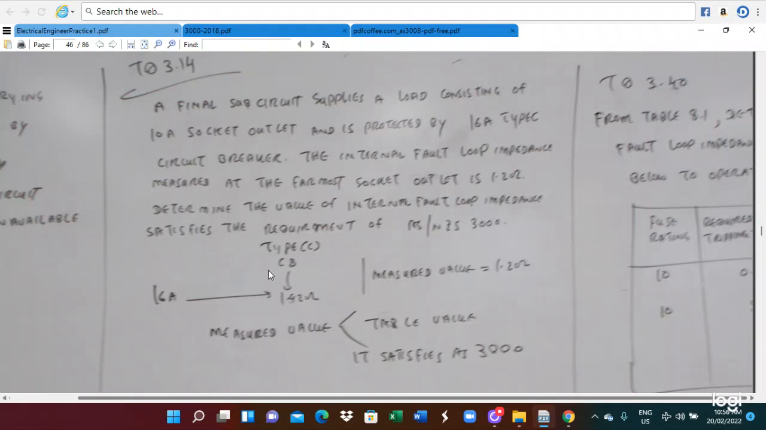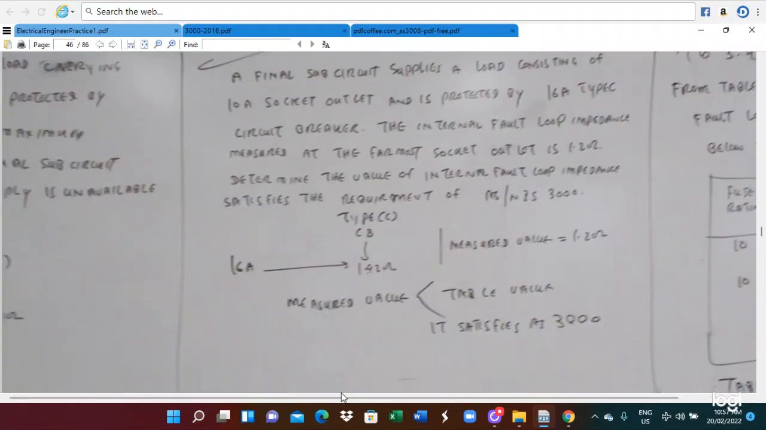From the table, we know the circuit breaker rating and the type, so we can calculate that value. It must be greater than the real measured value. So if the table value is greater than the measured value, it is satisfying the 3000. So this is the way this problem is solved.